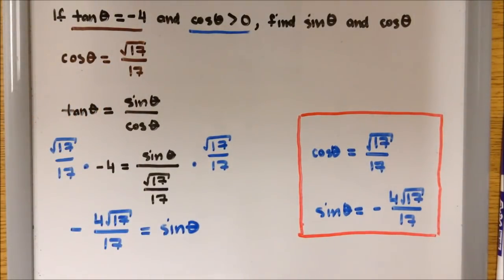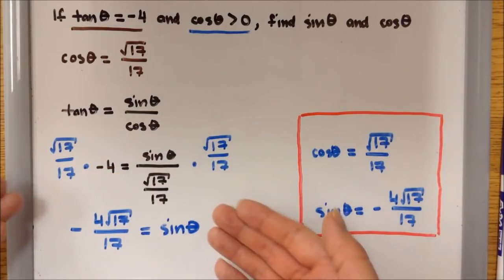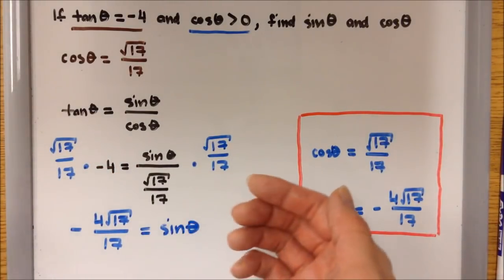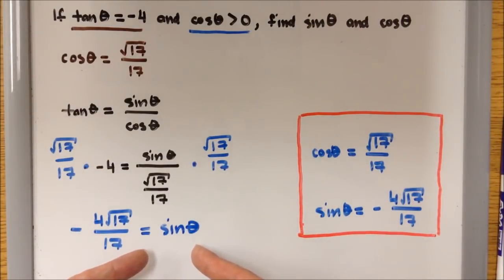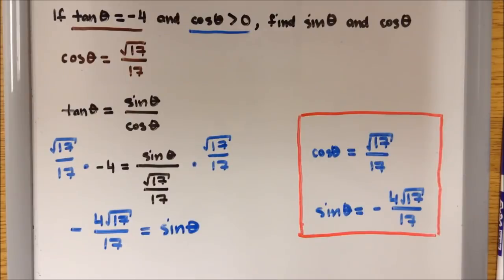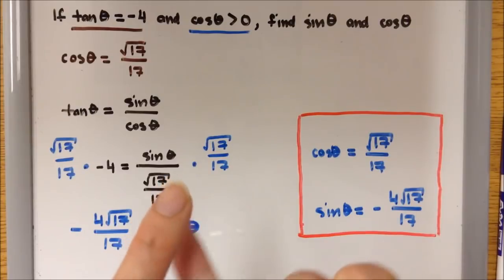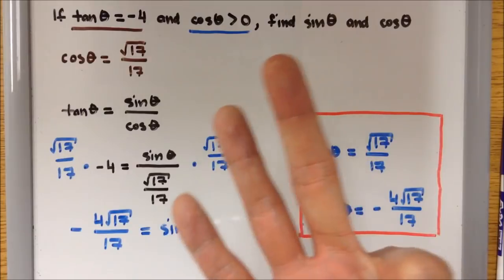And then after we get the value of cosine and using the value of tangent, which was negative 4, we use the quotient identity, which was tangent theta equals sine theta over cosine theta. And then we just plug in for tangent and cosine, and then simplify to get sine theta by itself, which we got sine theta equals negative 4 square root of 17 over 17. So that's basically using the Pythagorean identity, then the reciprocal identity, and now the quotient identity. So all three identities in one example.